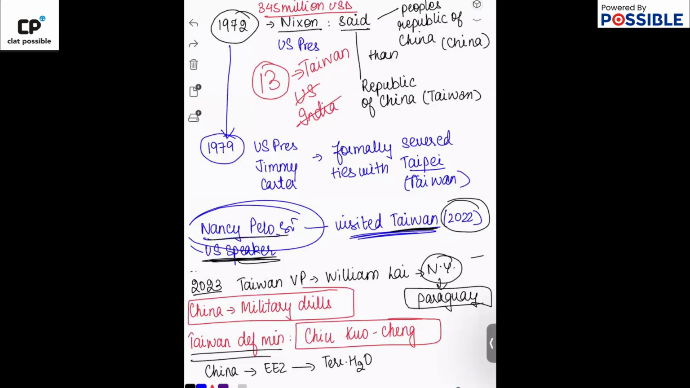Okay. So EEZ is up to 200 nautical miles. Territorial water is up to 12 nautical miles. Kindly take a screenshot, let me know so that we can go ahead. EEZ is exclusive economic zone. This is up to 200 nautical miles. This is up to 12 nautical miles.